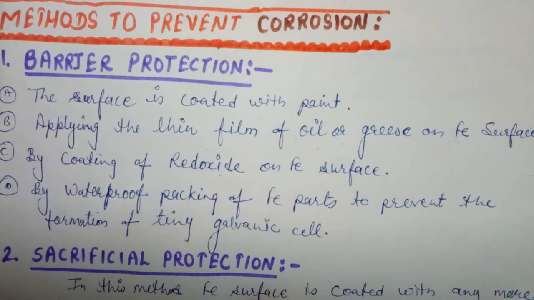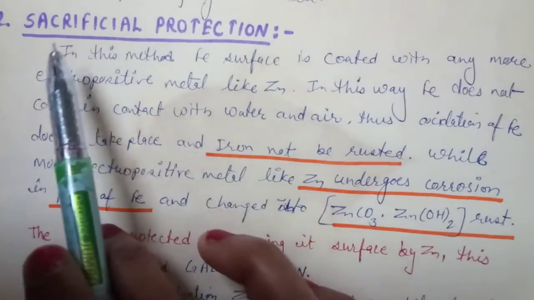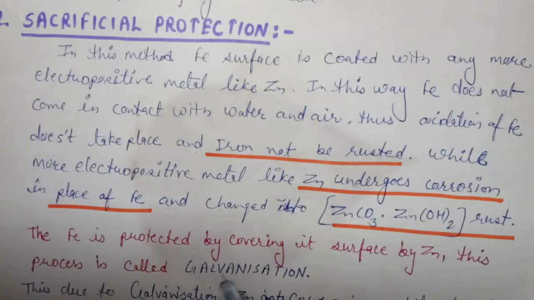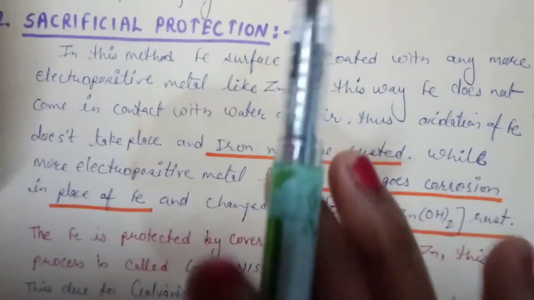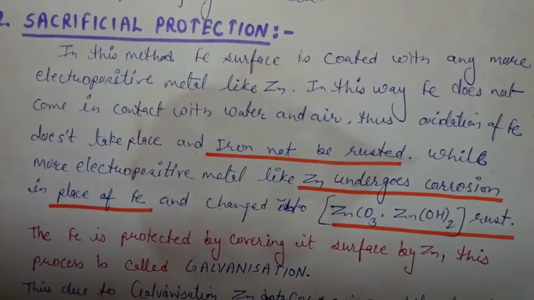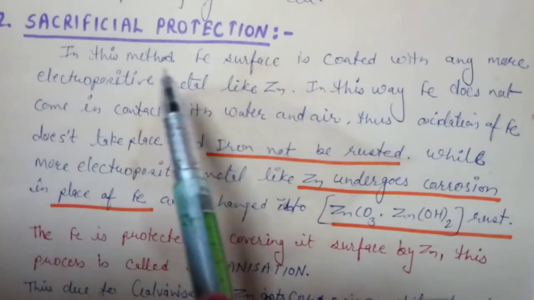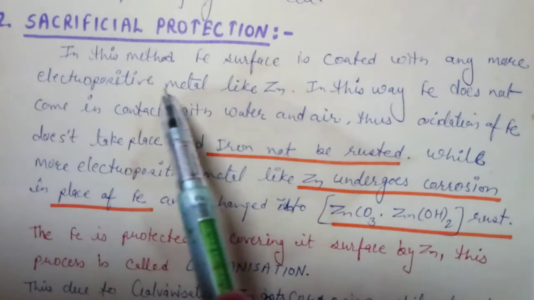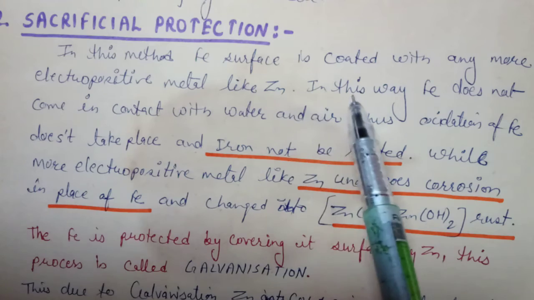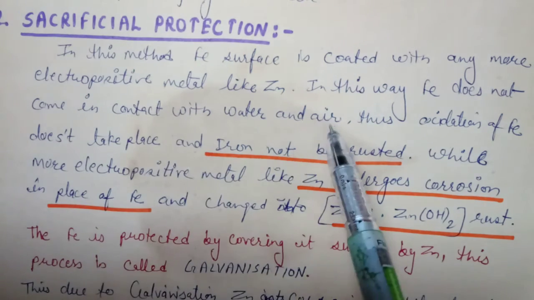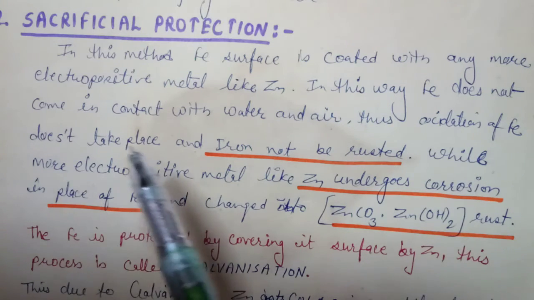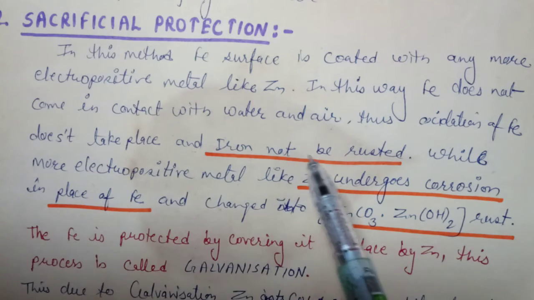The second one, sacrificial protection, is very important. We can also call it galvanization. In this method, the Fe surface is coated with another metal which is more reactive than iron, a more electropositive metal like Zn. In this way, Fe does not come in contact with water or air. Thus, oxidation of it doesn't take place and iron will not be rusted.